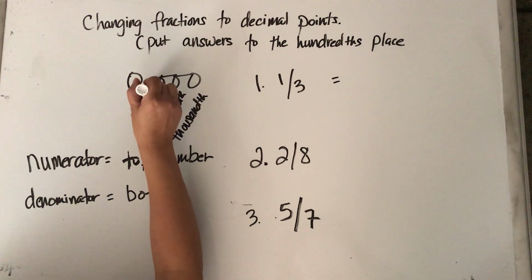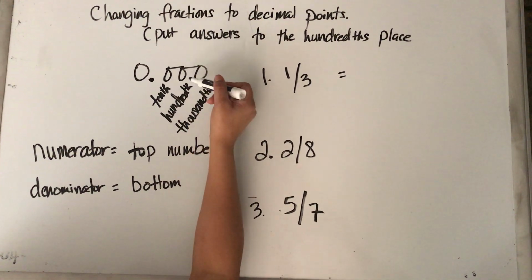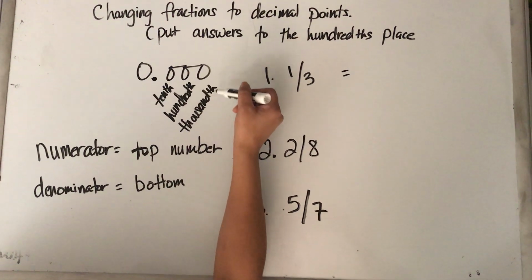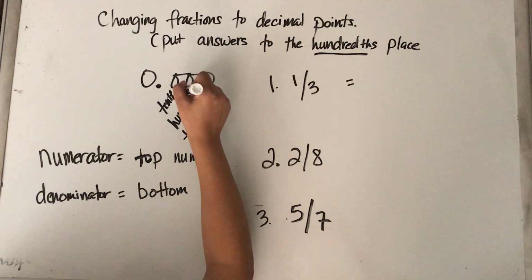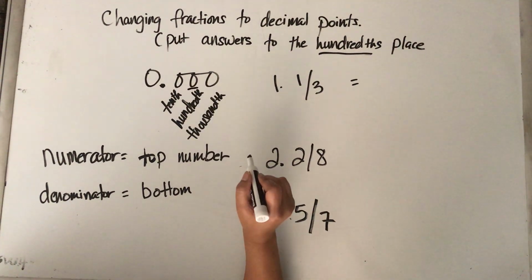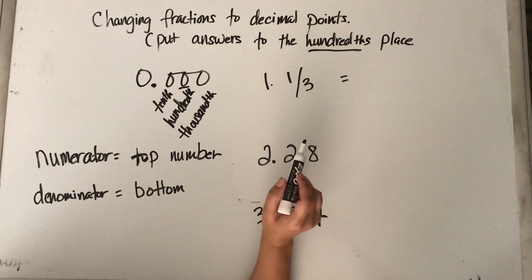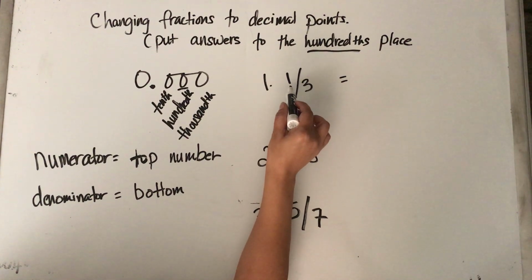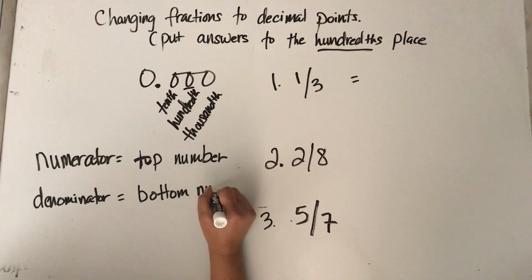here, and now after the decimal point the first zero here is a tens place, and then the second number will be hundreds place, and the third number would be thousands place. So I want your answer in the hundreds place, so it will be two numbers after the decimal point. Okay, the top number here is called the numerator, and the bottom number is called the denominator.